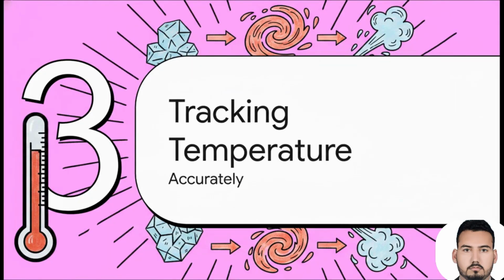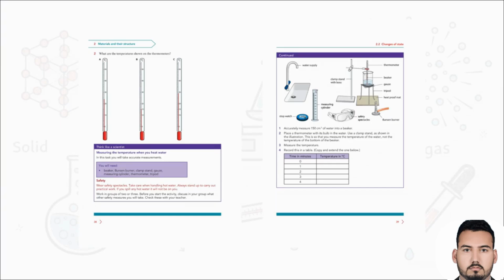Section 3. Tracking temperature accurately. Think about how a thermometer actually works. Inside that glass tube is a liquid that physically expands as it gets hotter, forcing it to rise up the scale. It's pure physics. But a tool's only as good as the person using it.